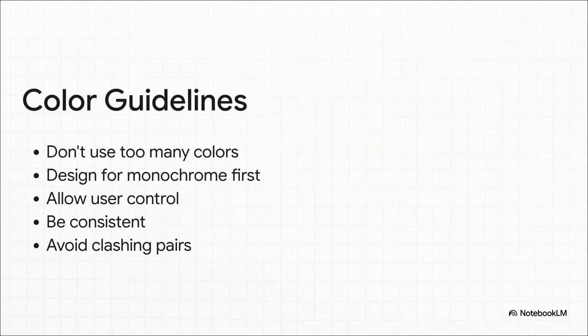To dodge those pitfalls, there are a few golden rules of color to design by. Don't use too many colors at once. Use color coding to support specific tasks, and whenever possible, allow your users to actually control that coding. And here is a really big one. Always design for monochrome first, and then add color to enhance the experience. Use color consistently across your application. Avoid clashing pairs that literally cause physical eye strain. Use color changes to clearly show status changes, and always account for lower resolution displays.